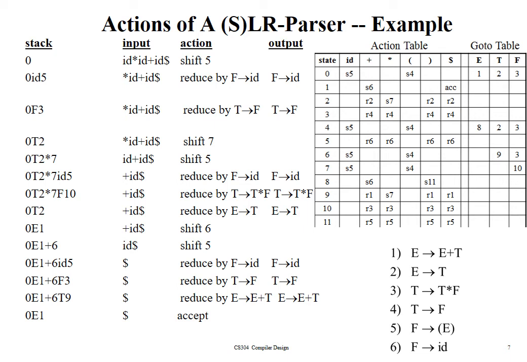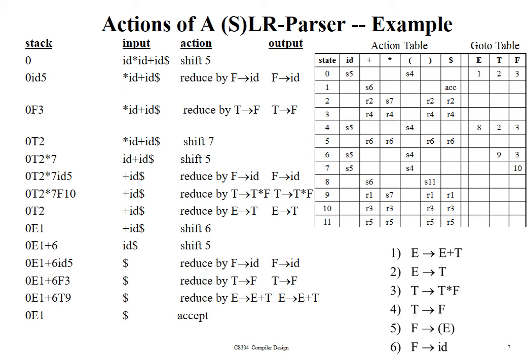Here 7 under ID. What is 7 under ID? It is S5. It is a shift action, so ID is to be shifted, 5 is to be shifted. Then 5 under plus, it is reduced using the production R6. Therefore right hand side is having only single symbol, pop 2 times the single symbol, that is 2 symbols are to be popped from the stack. Then we have to push the left hand side F onto the stack, then observe the go to part of 7 under F. 7 under F, the go to part is 10, so we have to push that 10 onto the stack.